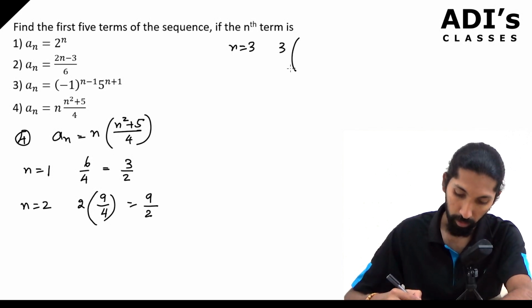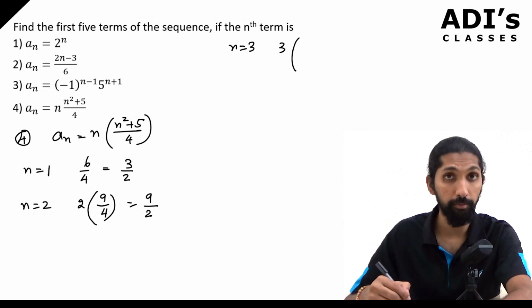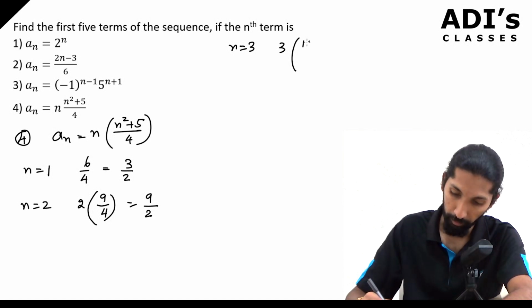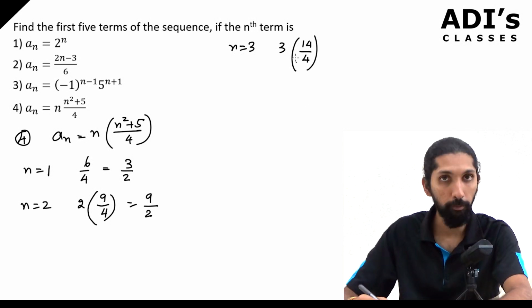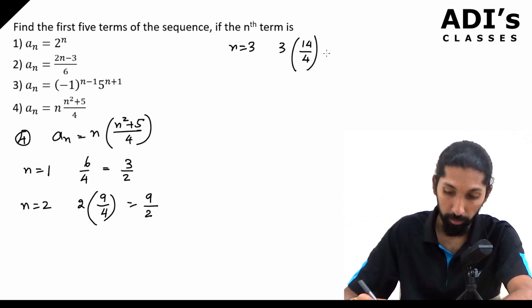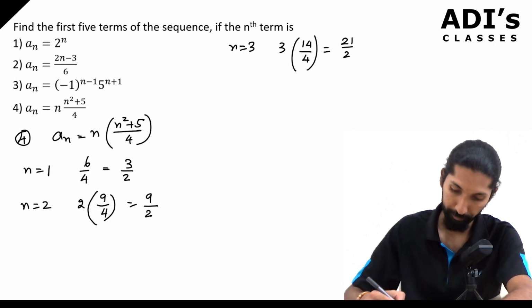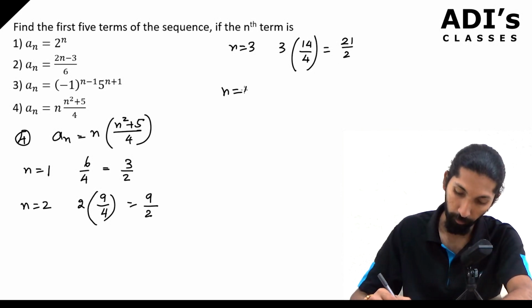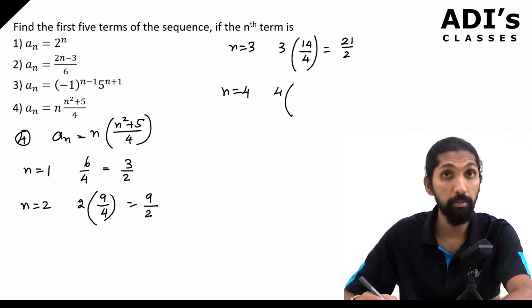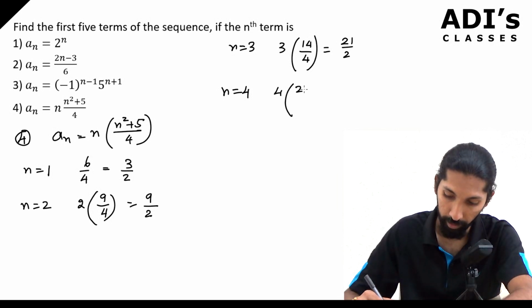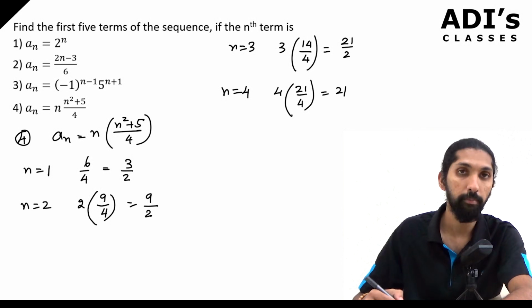3 into 9 plus 5. Correct? 14. 14 divided by 4, that's 7 by 2. So it's going to be 21 by 2. Right? Next is 4. So 4 into 16 plus 5, 21 divided by 4, which is going to be just 21.